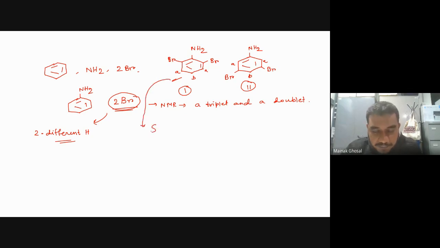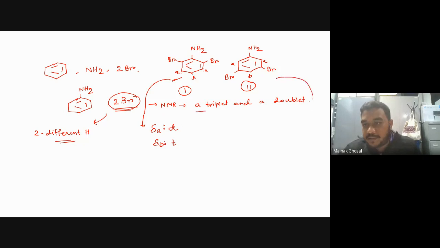If this is possible, what will you expect? Your delta of A, if you see this A position, there is another hydrogen only, so it will be a doublet. And delta of B, what will this be? Two equivalent hydrogens, so 2 plus 1, 3, this will be a triplet. This is matching with this one, right? A triplet and a doublet.